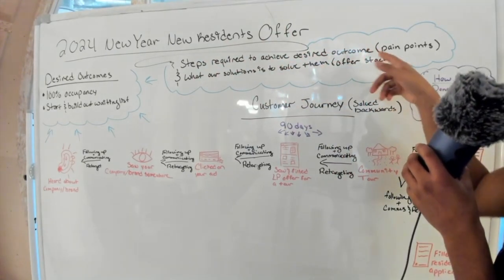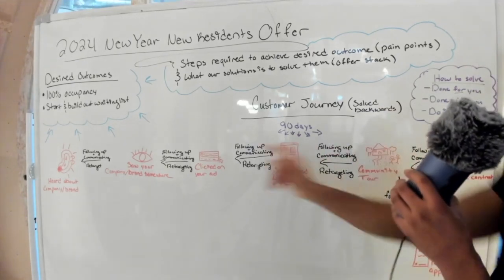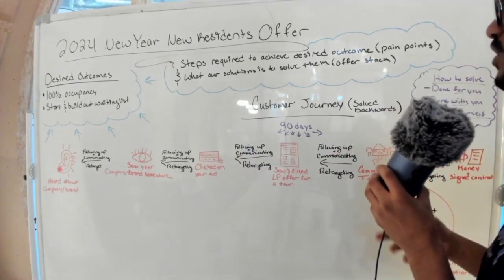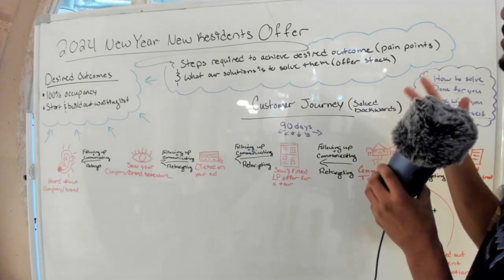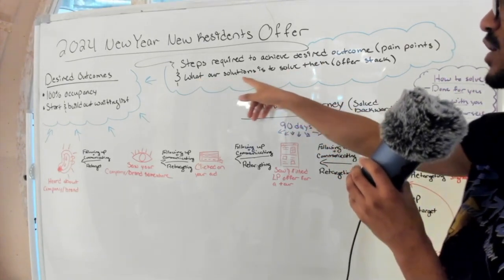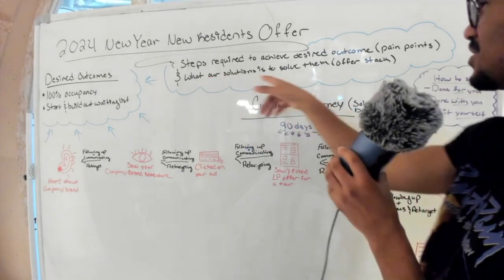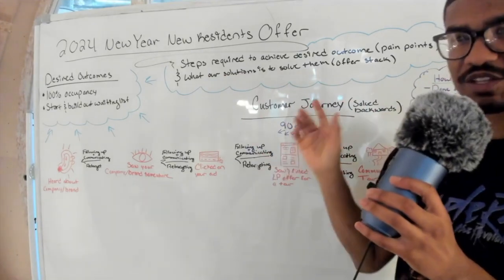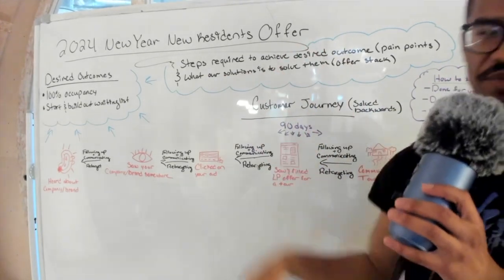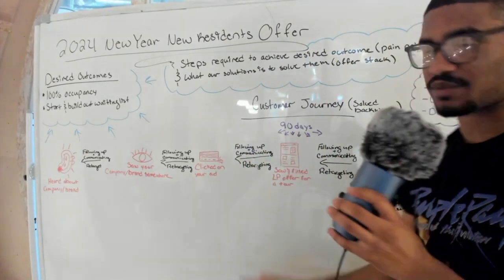Then from there, I have this written out as, what are the steps required to achieve the desired outcome, right? And there's going to be pain points. I put that in parentheses. There's going to be pain points that you're going to be solving all along that journey, or all along those steps. And then what are the solutions basically to solve them? So what are the solutions to solve those pain points that we're going to be listing out?